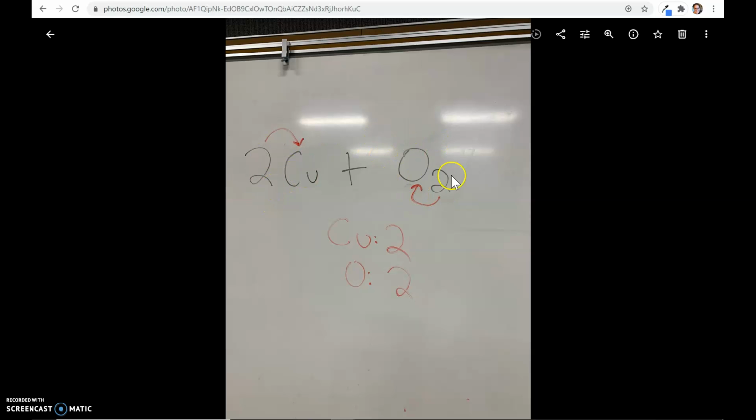Then over here we have an O2. If there's a little 2, that's going to apply to everything before it. So in this case, we have 2 oxygens. You don't need to write this down, but you need to understand this, and you're going to have to do this on the next page.